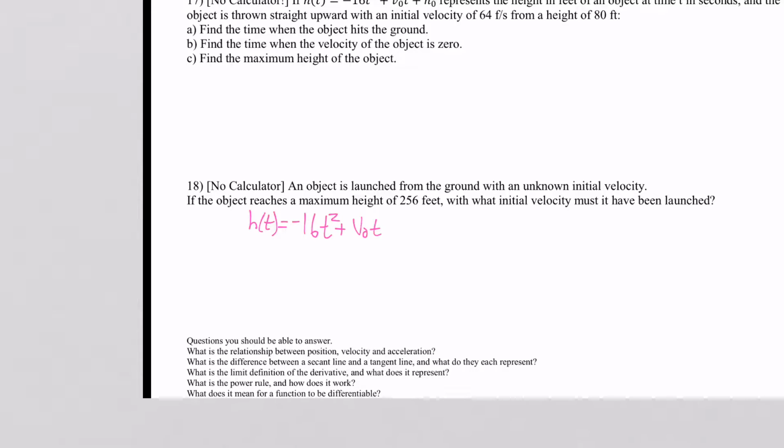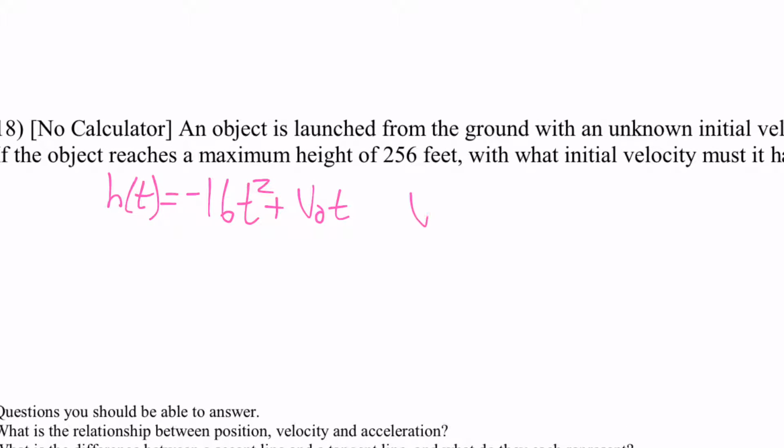And let's take the derivative and find our velocity function, v of t. So the velocity function, aka the derivative of the height function, is going to be negative 32 t plus v naught. And so we know that at whatever time the object reaches its maximum height, at that same time the velocity is zero, which means we can solve the system of equations.